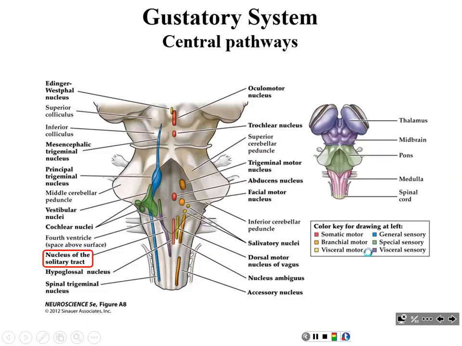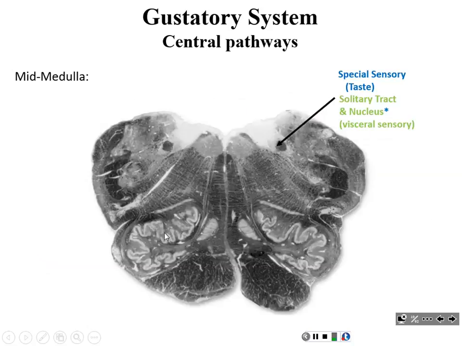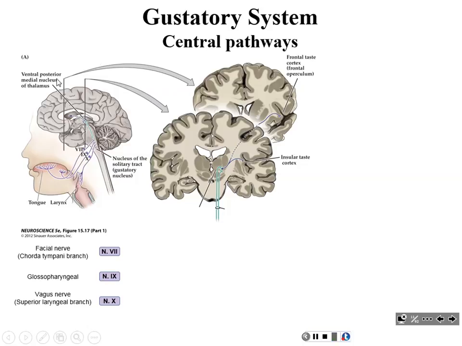And again, as I did before, I'm going to steal some slides from Dr. Harrison. She showed you this example. Now I'm pointing out where the nucleus of the solitary tract is located. And here, again, stealing from Dr. Harrison, here is the nucleus of the solitary tract that she showed you a few classes ago. So, another representation of the same thing, cranial nerves 7, 9, and 10 going into the nucleus of the solitary tract, the gustatory area in the brainstem.